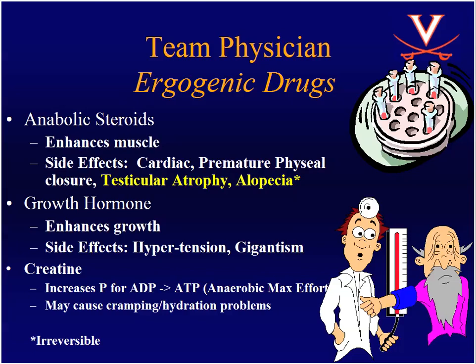Drugs, this is a common problem in all areas, and they're getting more and more sophisticated with not only the testing, but with the drugs, and so a lot of times the athletes try to stay one step ahead of our testing. Recognize the side effects, for example, with steroids: testicular atrophy, alopecia, those are irreversible. You can also have cardiac problems. Growth hormone, you can have hypertension and gigantism. Creatine, used very commonly in high school populations, can cause some cramping or hydration problems.